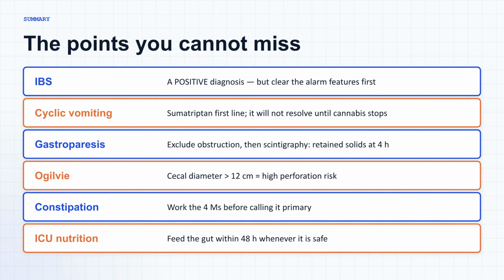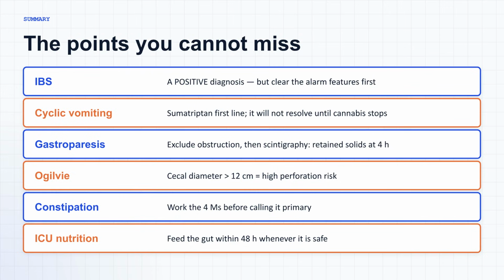Let us close with the points you cannot miss. Irritable bowel syndrome is a positive diagnosis, but clear the alarm features first. Cyclic vomiting syndrome responds to sumatriptan and will not resolve until the cannabis stops. Gastroparesis requires ruling out obstruction before the emptying study, and the study is positive when solids remain at 4 hours. In Ogilvie syndrome, a cecal diameter greater than 12 centimeters flags a high risk of perforation.